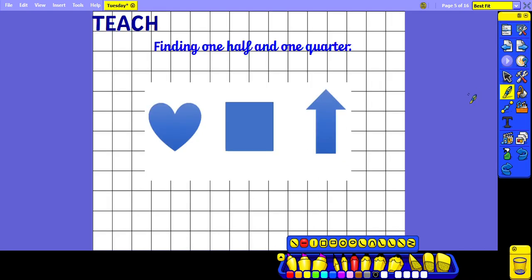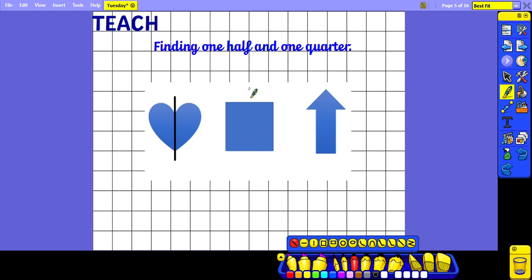This time we've got some different shapes, and we're going to begin by seeing if we can find one half of each shape. I'm going to begin with the heart and draw a line straight down the middle. And as you can see, I have been able to make two equal halves.